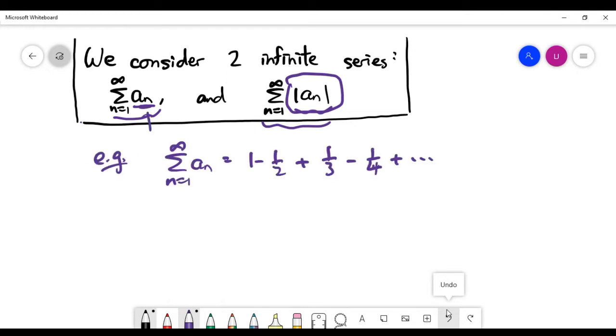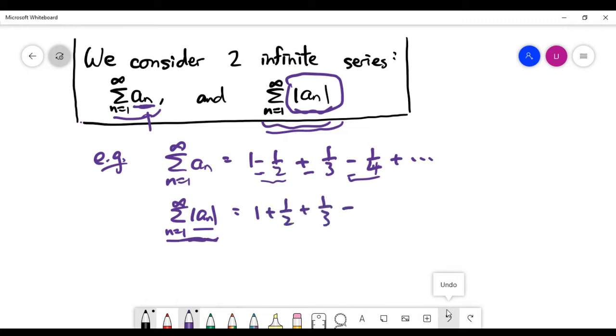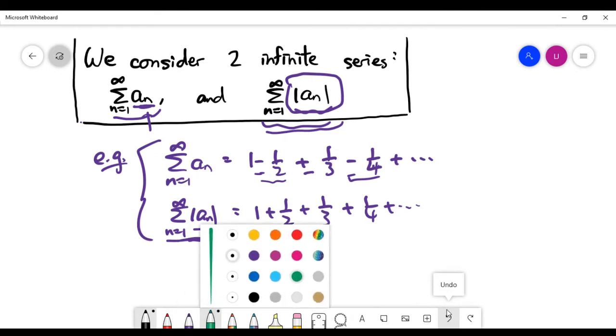For example, please look at the current example. It is an infinite series where some terms are negative and there's an alternating sign change, because it's plus, minus, and so on. The corresponding series in the second one means that you have to take out the negative sign whenever it appears. The absolute value of all these terms means that all of these are now positive. Of course, these two series are not the same, and you can try to determine whether they are convergent or divergent.